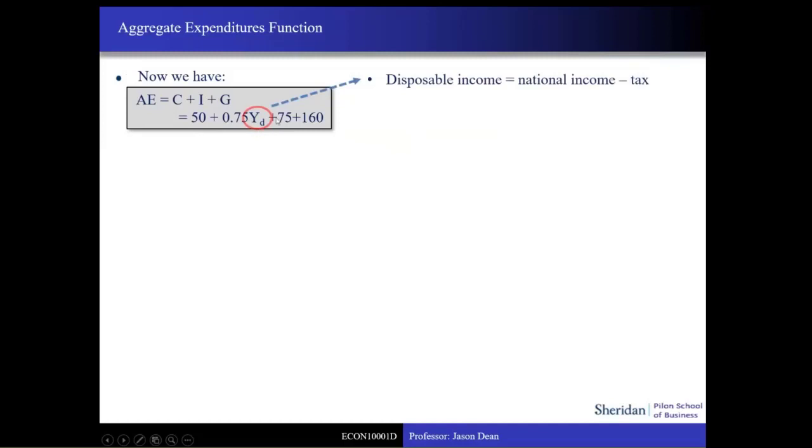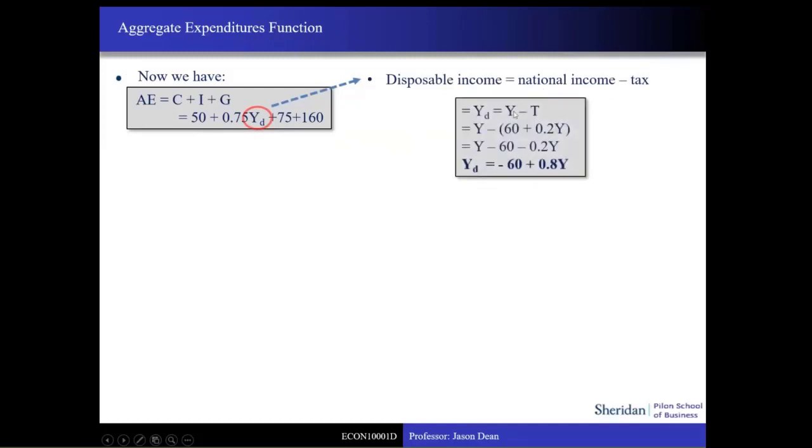We want to get back that big Y here. So disposable income is equal to national income minus tax. So in other words, disposable income is equal to the Y that we want minus taxes. So what we can do is substitute in the tax function, T, which is 60 plus 0.2Y. Okay, and then we just simplify, and we get that disposable income is equal to negative 60 plus 0.8Y.